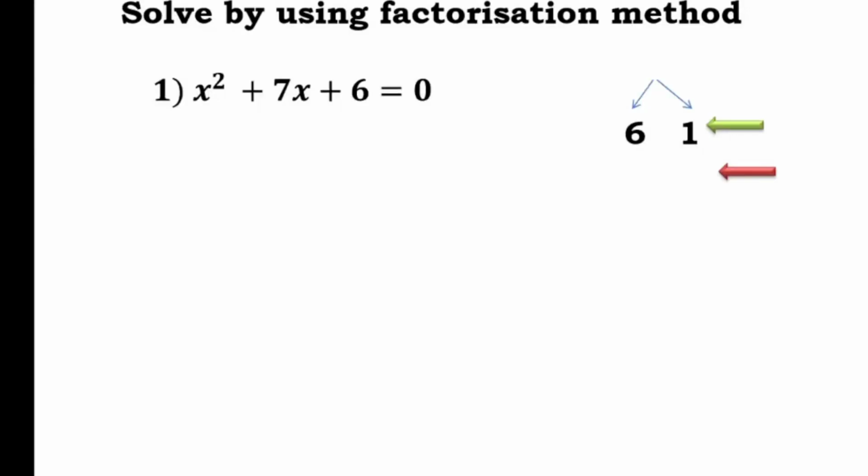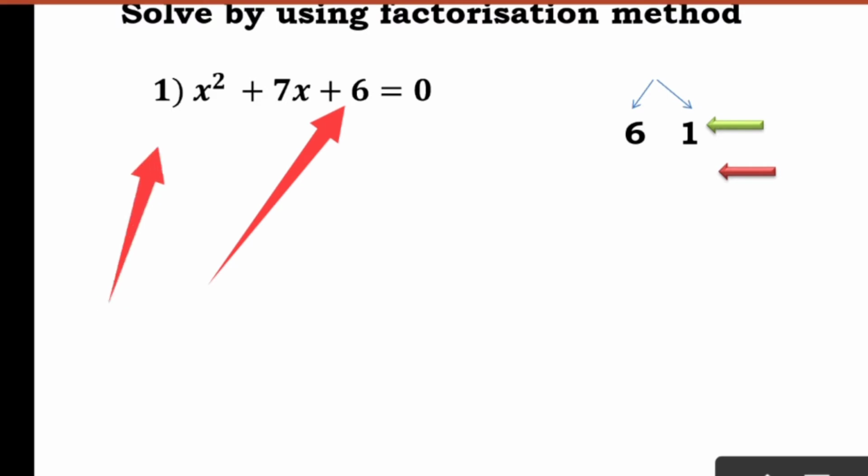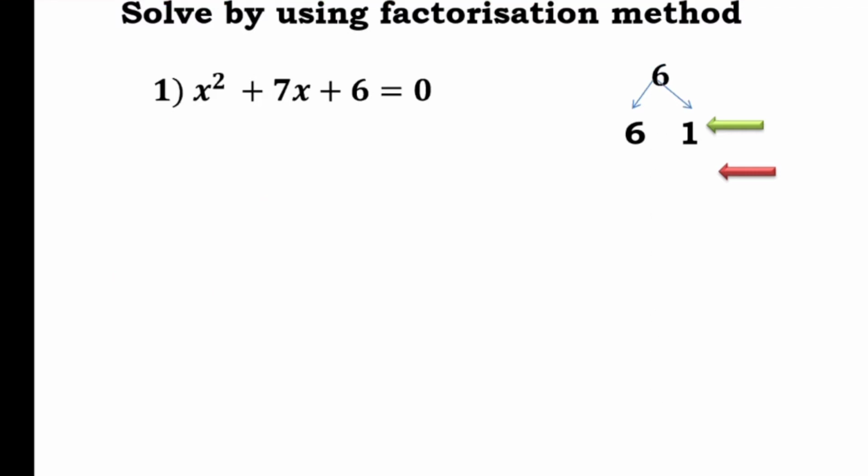Okay, let's try to solve the problem using the factorization method. The equation we have is x square plus 7x plus 6. We take this 6 and multiply it with the coefficient of x square. The coefficient of x square is 1, so 6 into 1 becomes 6. Therefore, you will get 6.